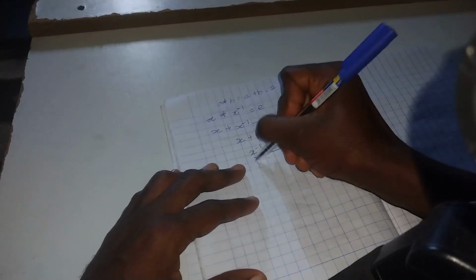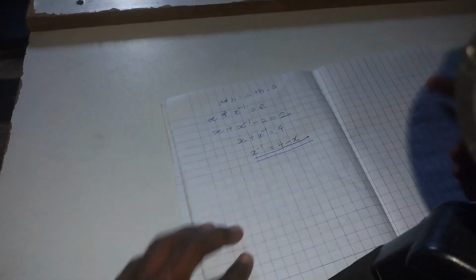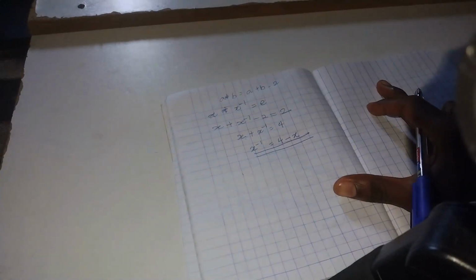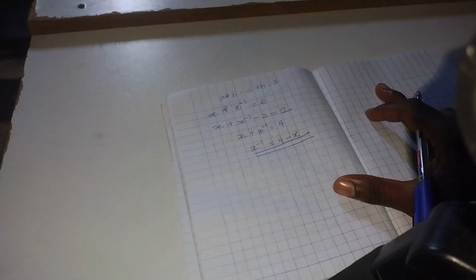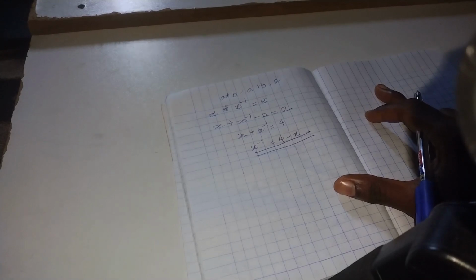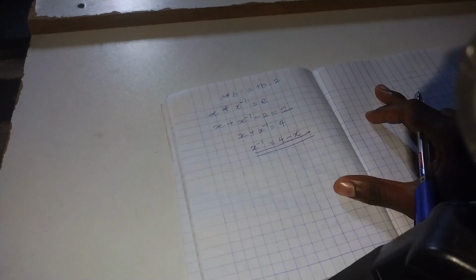That is our answer on that. 4 minus x. I'm sorry, that's the inverse of x that we've gotten. 4 minus x. You can see it's pretty much easy as well, like that. So let's take another question.